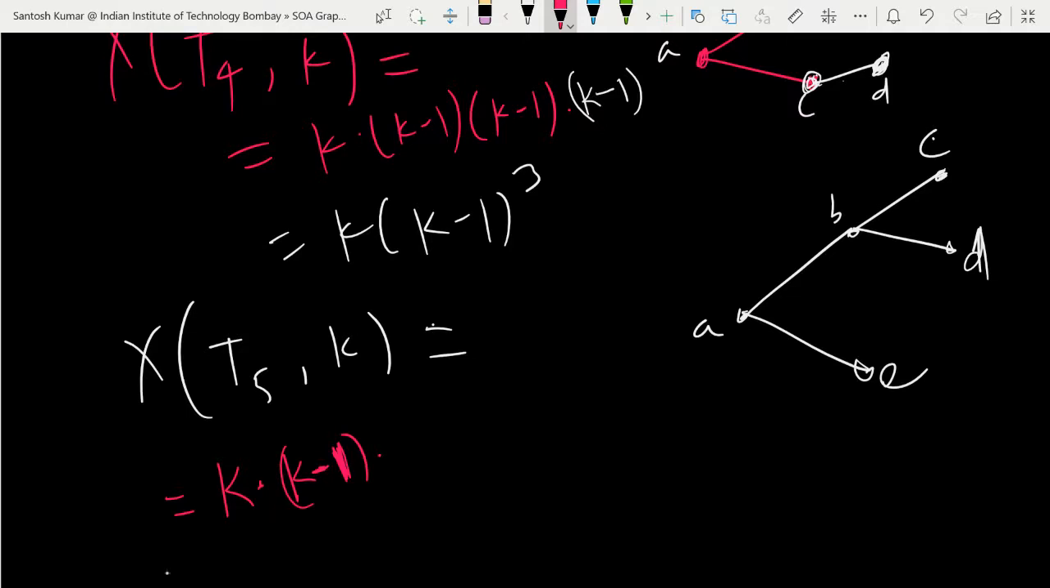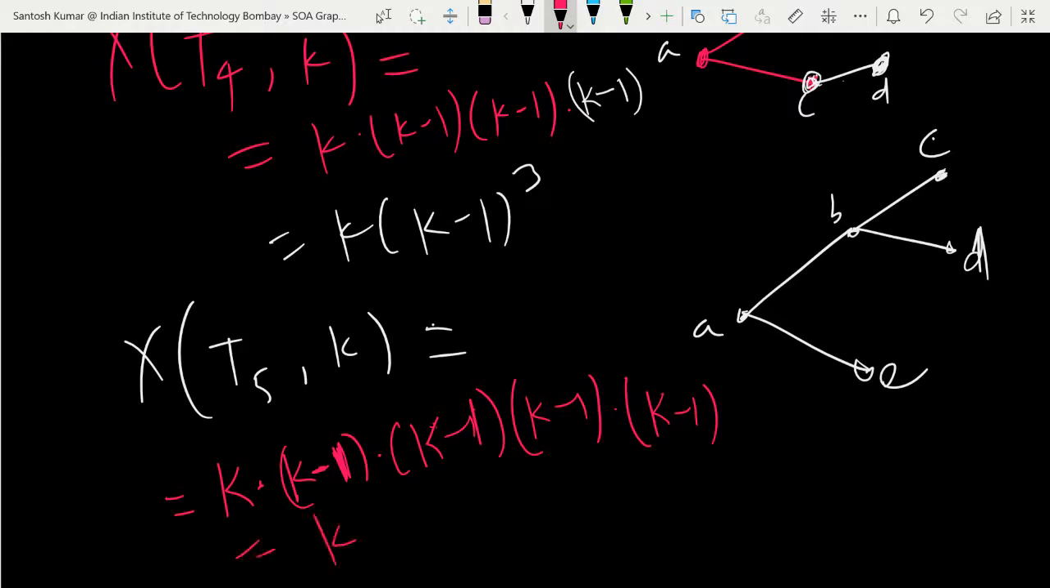C has how many choices? Vertex C has how many choices of colors? K minus 1. For D, K minus 1. And for E, again K minus 1. As I said, any vertex has at most one edge to an earlier vertex, so it has only one restriction. Okay, so just K into K minus 1 raised to the power 4.